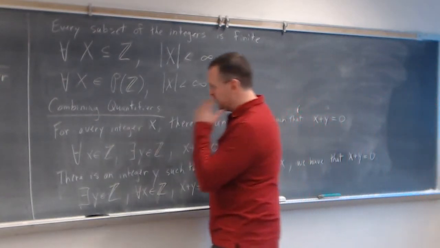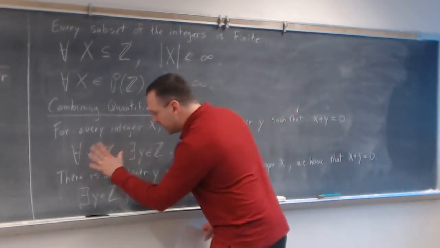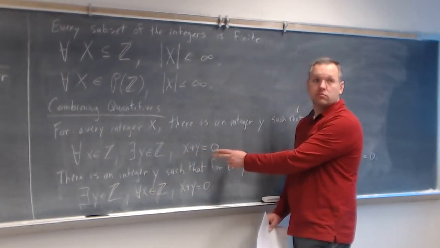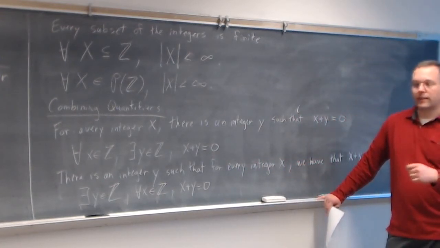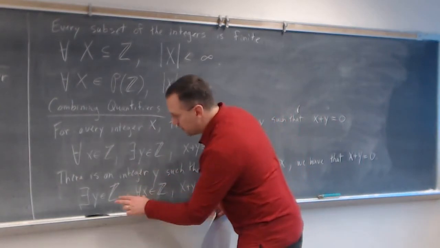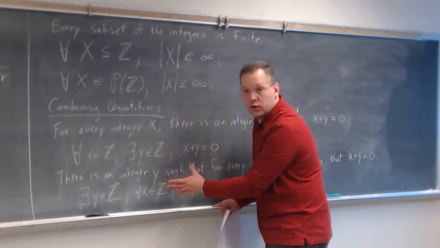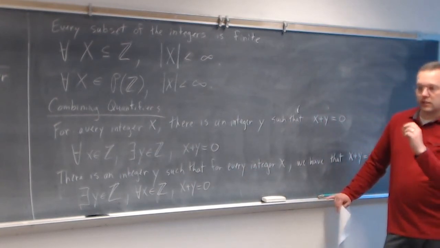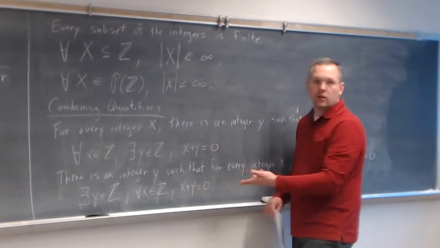But think about exactly what this is saying. For every integer x, it's kind of like no matter what integer you give me, there exists a y. I can find a y so that the sum x plus y is 0. Like, somebody give me an integer. 2. Well, I can find negative 2. 2 plus negative 2 is 0. Now look at the second sentence. There exists an integer y such that no matter what integer x you choose, x plus y equals 0. That's not true.